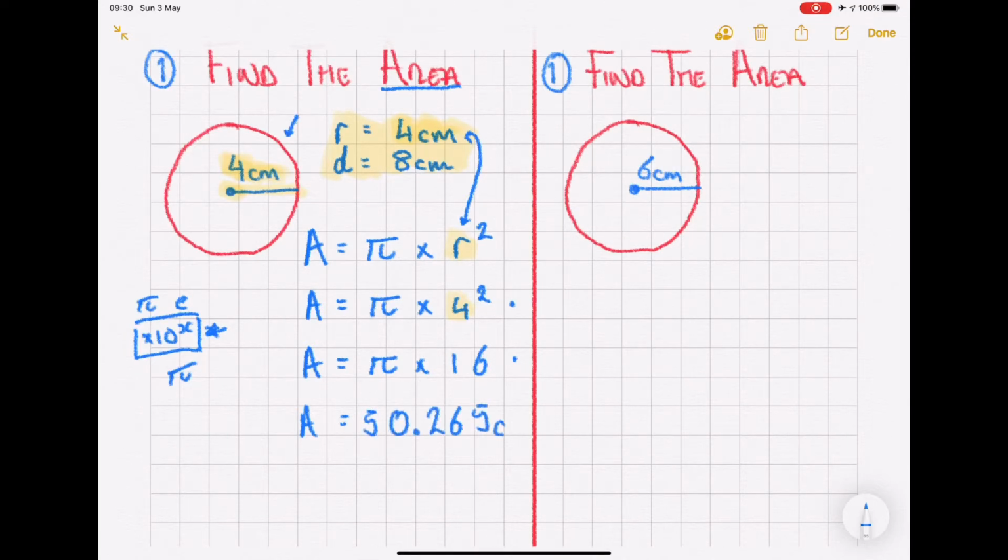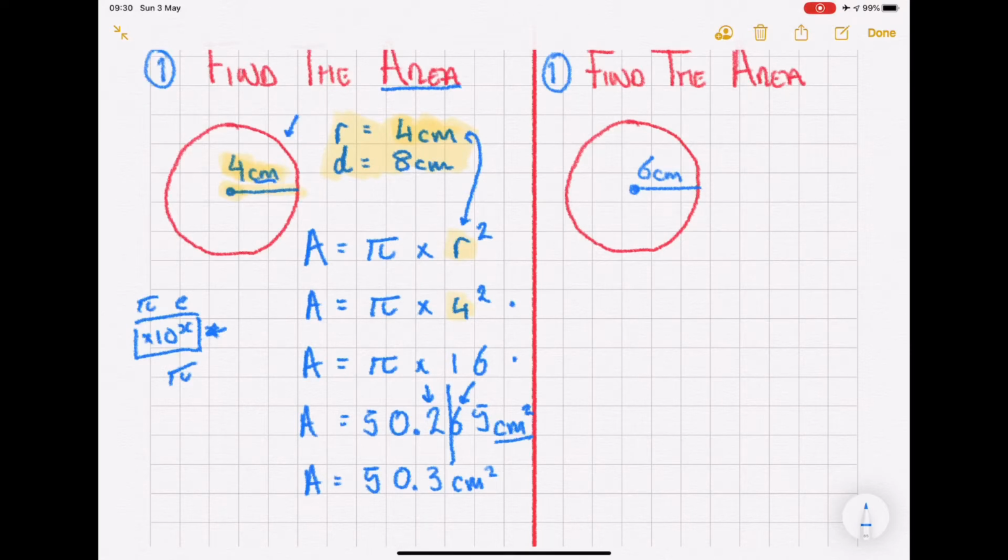50.265 centimetres. And we know it's centimetres because we're working in centimetres from up here. Now in this lesson, we're going to work everything to one decimal place. So that means cutting it off there, having a look at this number, seeing if that's 5 or larger. It is. And if it is, we round this number up. So area equals 50.3 centimetres squared. I'm sorry, that's centimetres squared up there. Okay? Because its area is going to be centimetres squared.